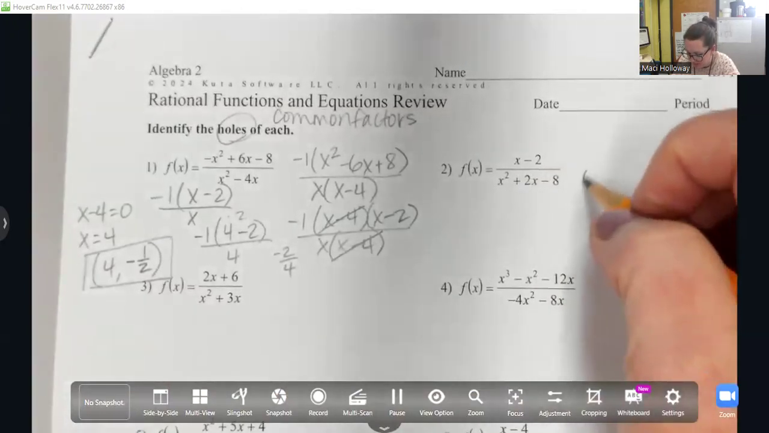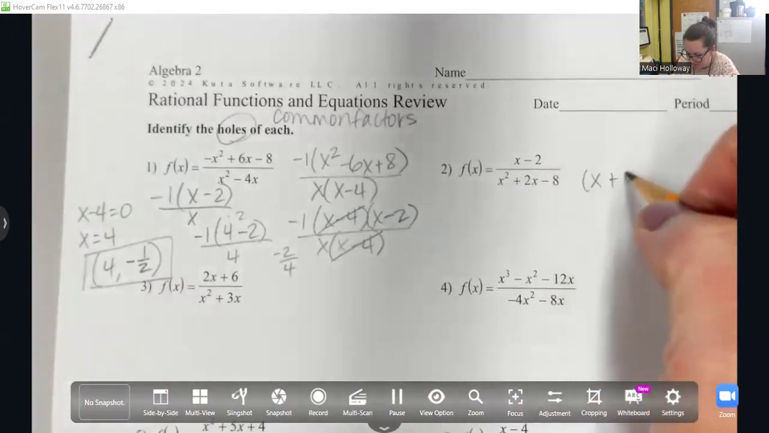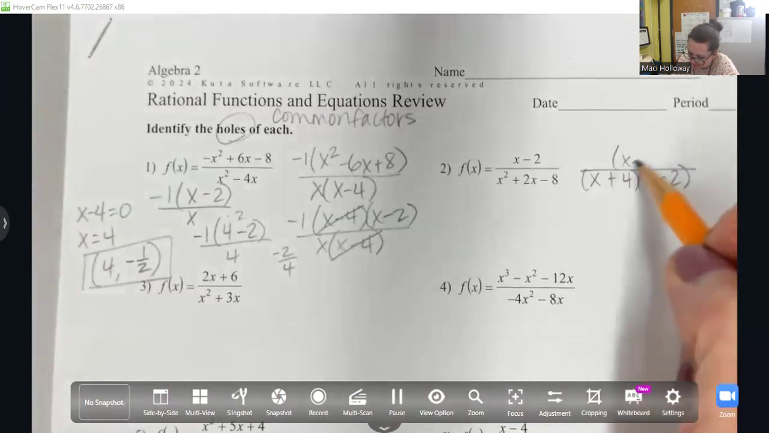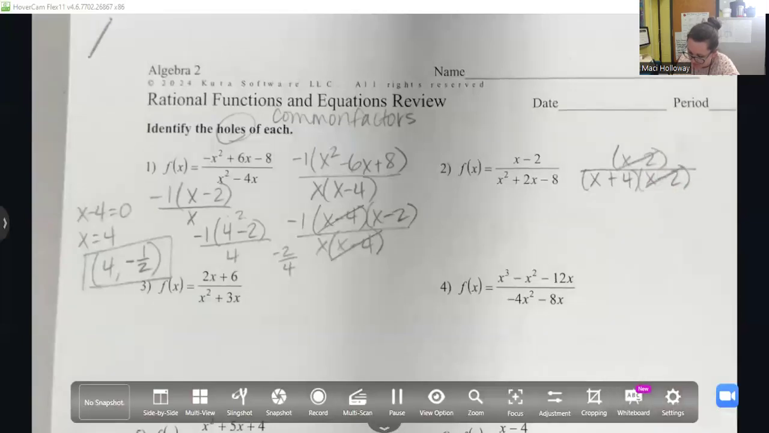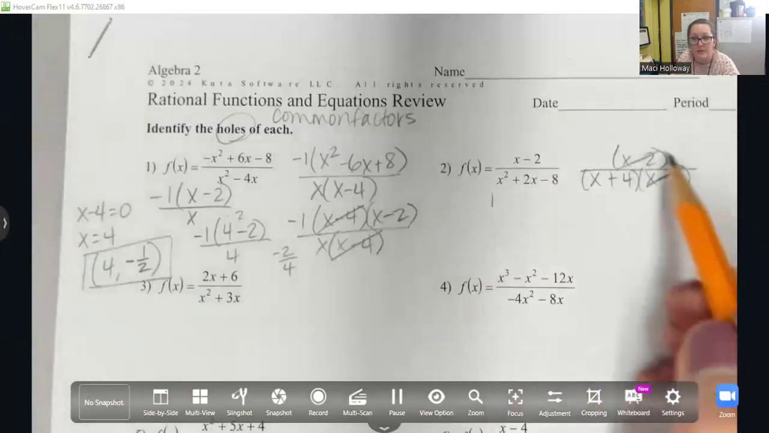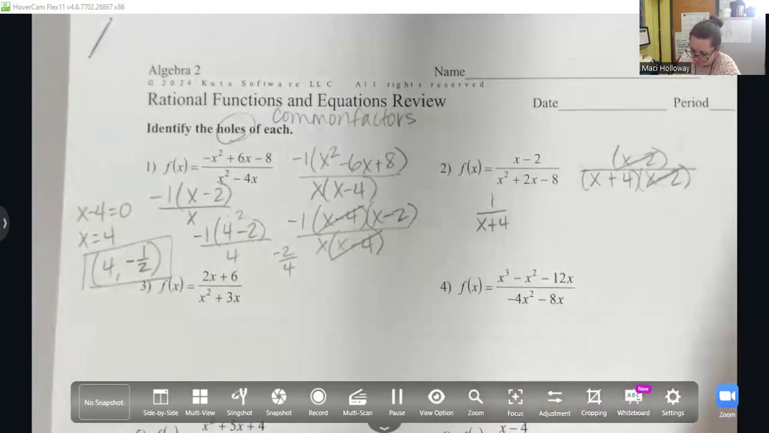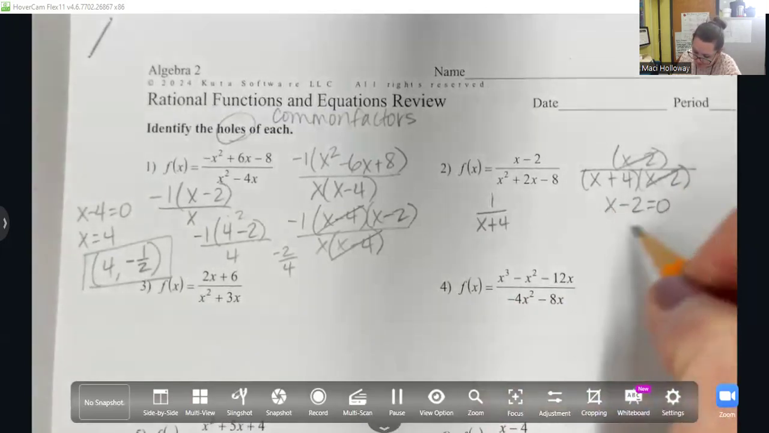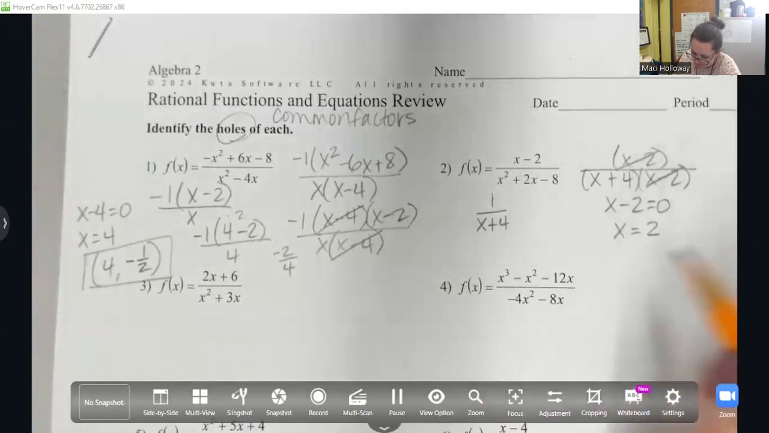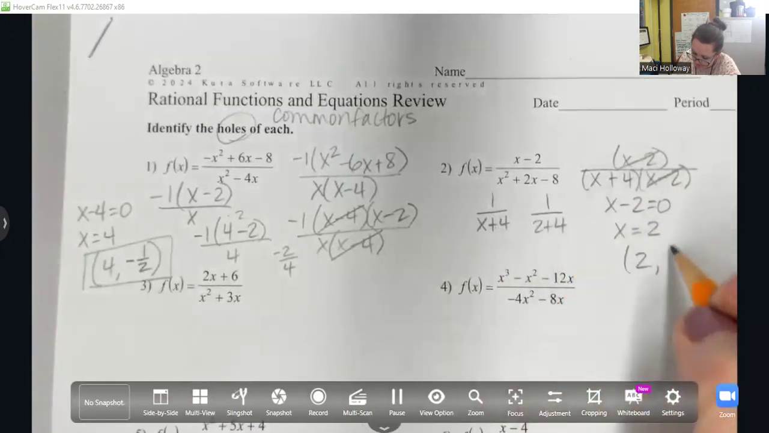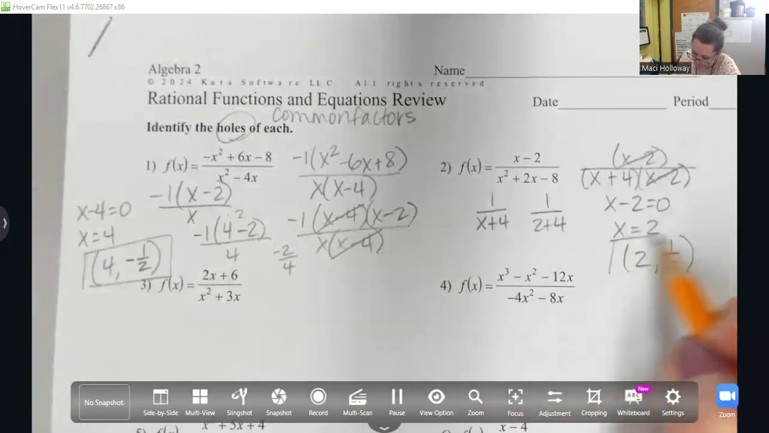Can't factor the top, but I can factor the denominator. It would be x plus 4 and x minus 2 over x minus 2. Those are going to cancel. So my simplified form, if there's nothing on top, and just think there's one like this on the test, is a 1, right? So it's 1 divided by x plus 4. My common factor, set it equal to 0. So x equals 2. And to find the y value of my hole, we're going to plug it back in. So 2 plus 4, and we have 1 over 6.